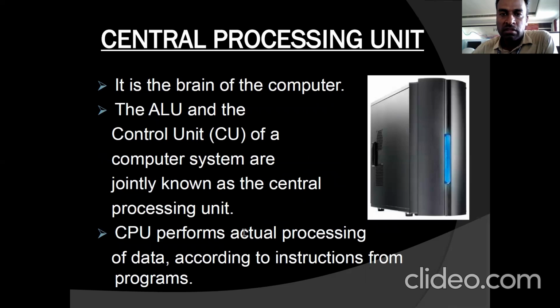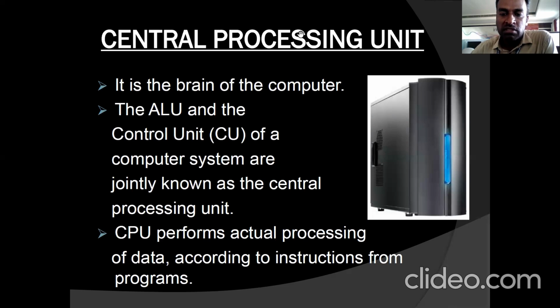Next one, the central processing unit. That is called the CPU. So what is a CPU? It is one of the main parts of a computer. It is also called the brain of the computer. The CPU contains the ALU and the control unit. The ALU is the arithmetic and logical unit, and the control unit is used for processing the instructions.